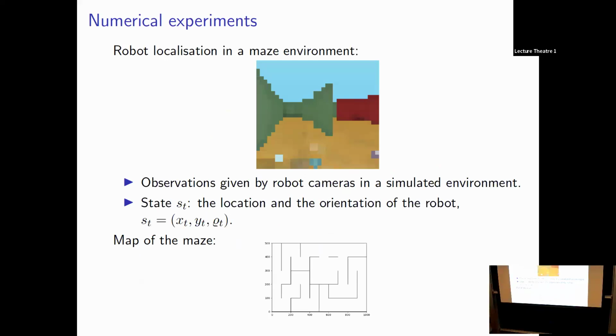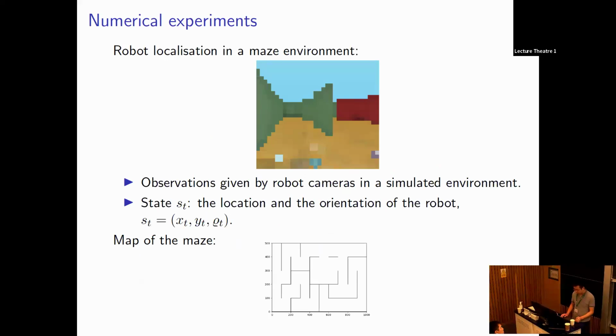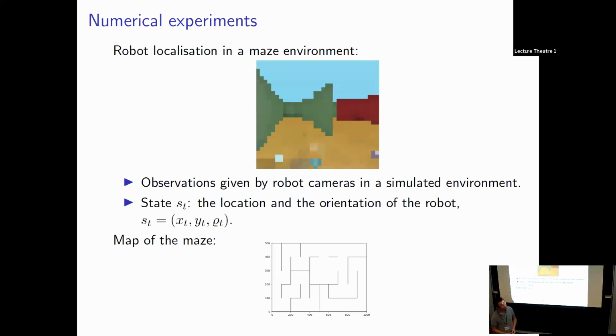There's another experiment we have explored, and there are a few more in the paper. This robot localization one is, again, a numerical simulation. It uses Google DeepMind's maze simulator. The state is the XY position plus the orientation of the robot, and the observations are the robot's camera images. The robot moves along the maze, and according to the sequence of images, we want to infer where the robot is based on the images seen at each time step.